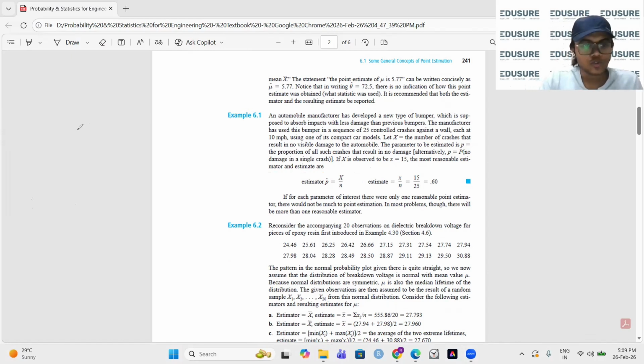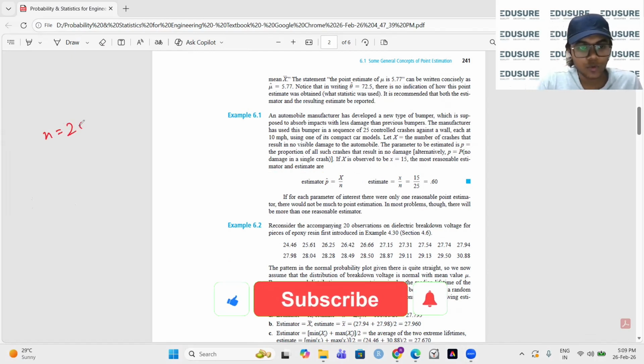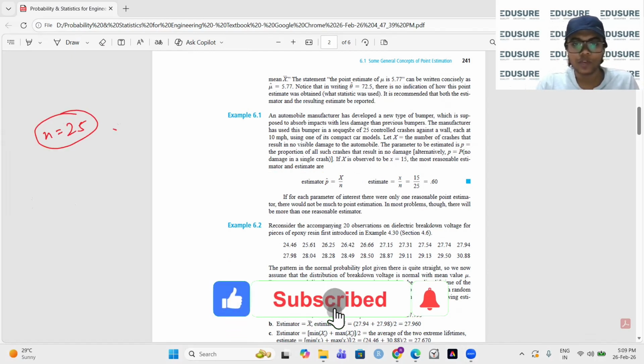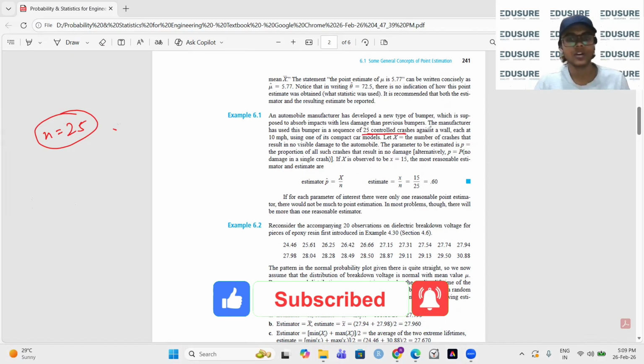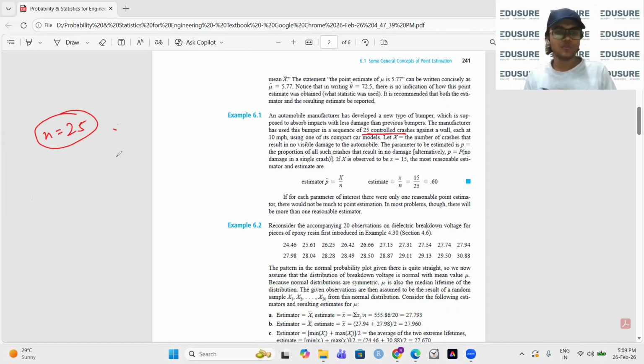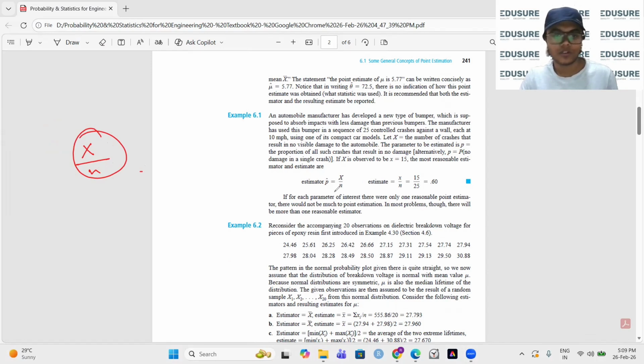So we have n equal to 25, because the manufacturer has used this bumper in 25 controlled crashes, and x is our number of crashes in which there is no visible damage. And we need to find the proportion of cases in which there is no damage. The best way to find that is to use x by n, this estimator, right? The estimator p hat equals x by n.